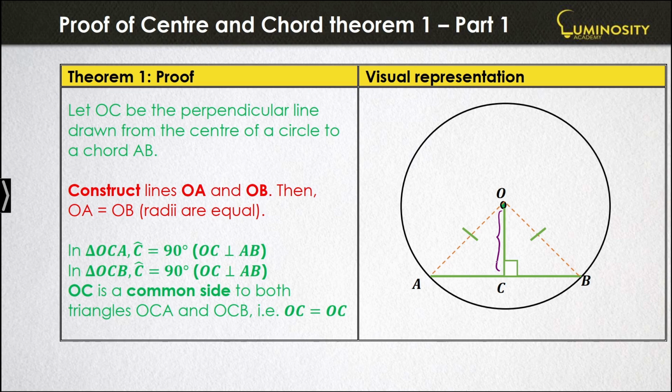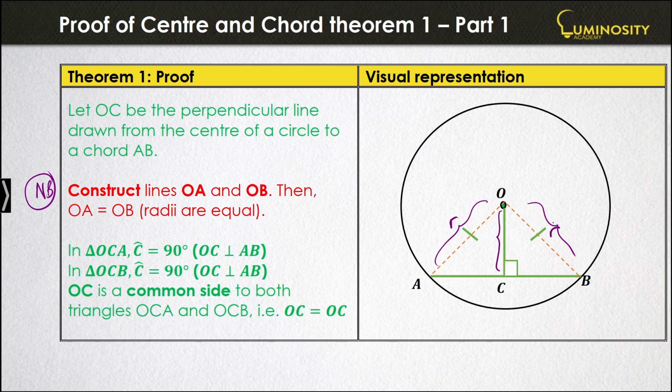The construction part now, the clever part of the proof, is that we're going to construct two new lines. This is essentially the essence of geometrical proofs: a smart construction on the diagram that will enable us to get towards the conclusion of the proof. So in this case, we construct lines OA and OB. There is your construction part. OA and OB are radii. Each line is a radius. Therefore, if we call this length R, for example, this length would be R as well.